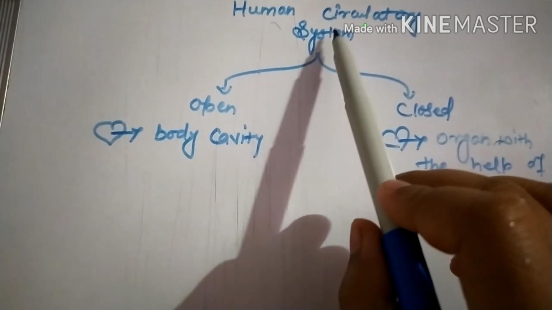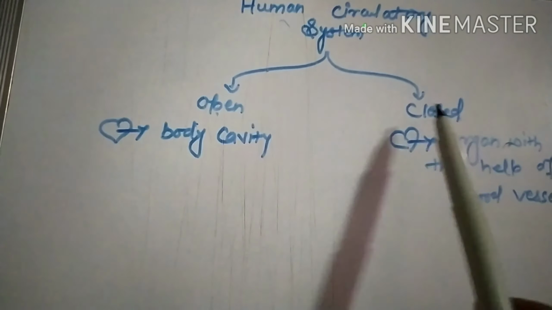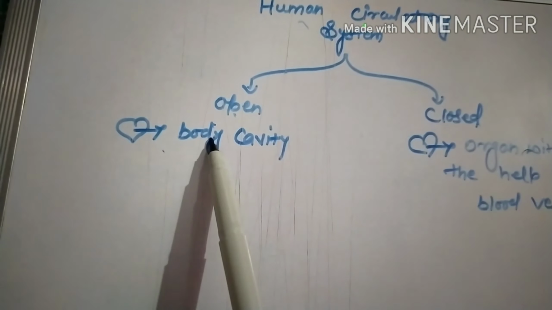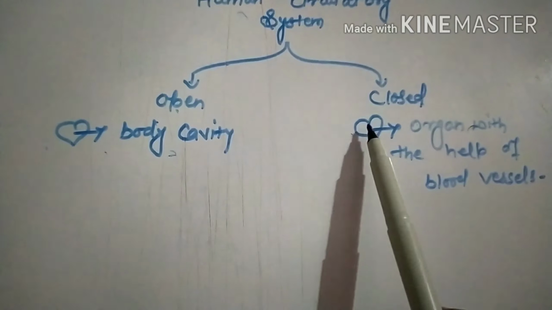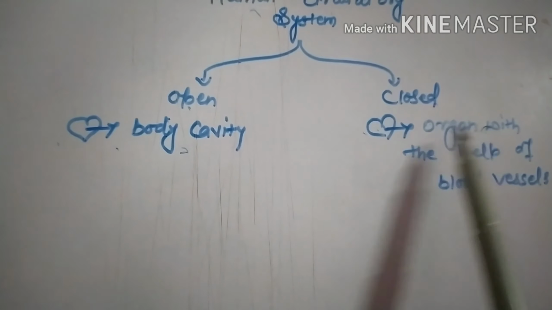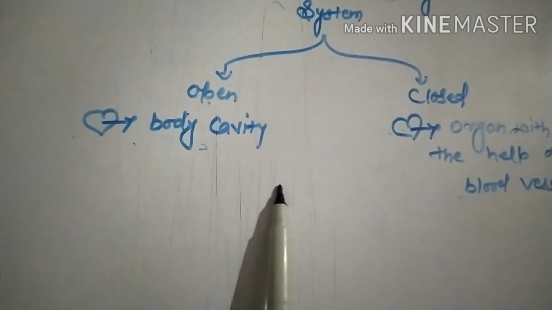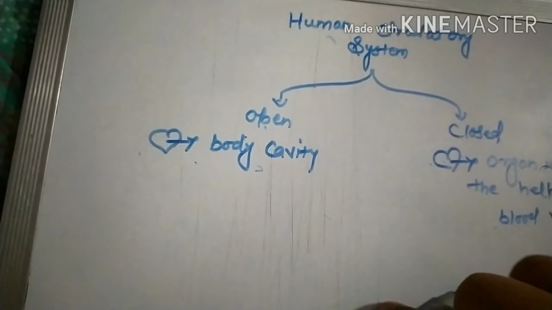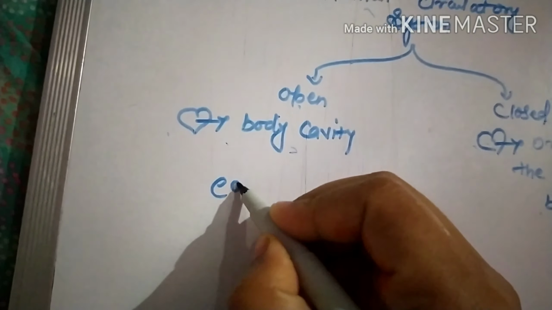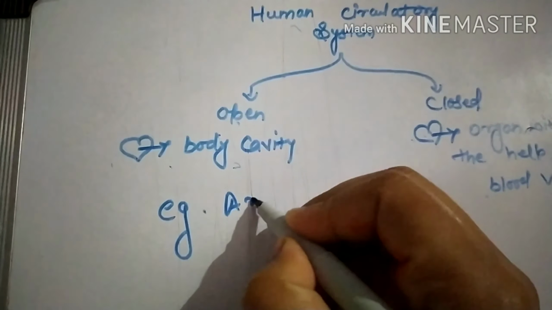So, the circulatory system is divided into two parts, open and closed. In the open circulatory system, the heart pumps blood directly into the body cavity, while in the closed circulatory system, the heart pumps blood with the help of blood vessels. There are some examples of open and closed circulatory systems. Open circulatory systems are found in arthropods and molluscs.